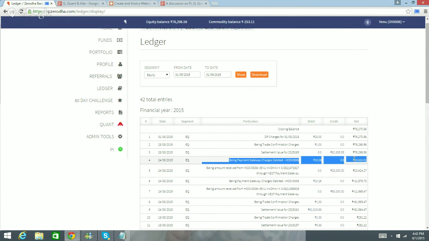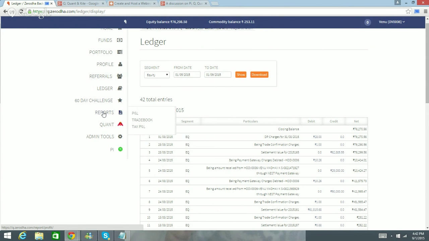A ledger basically has to show all the charges. If it's not showing, that means it's not charged, right? Because we will debit it or credit it only from the ledger. It cannot be debited or credited directly, right? Any question on this, guys? Okay.